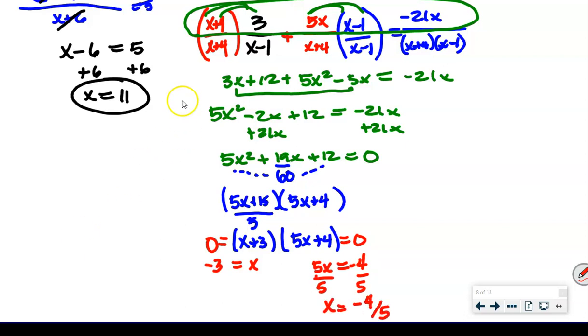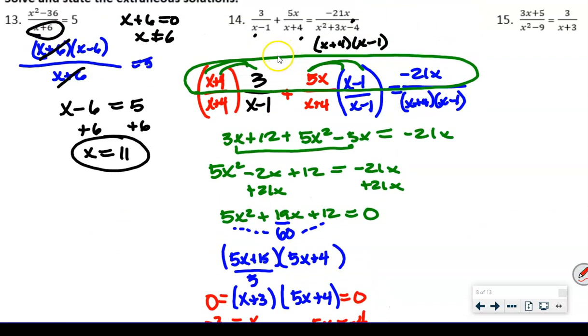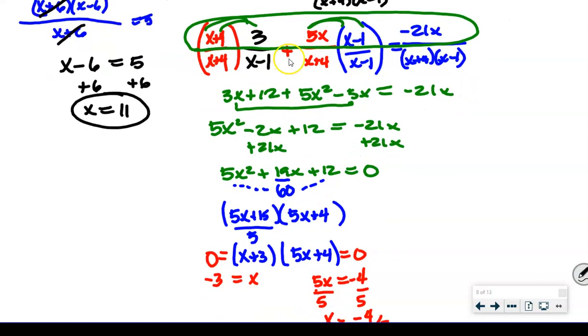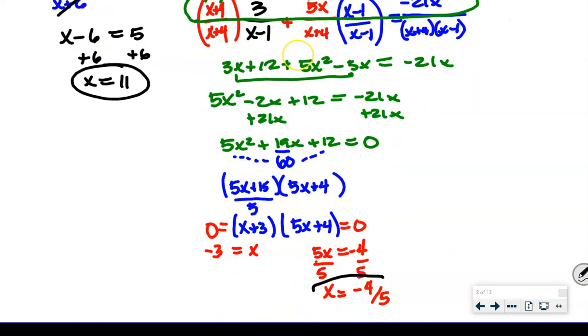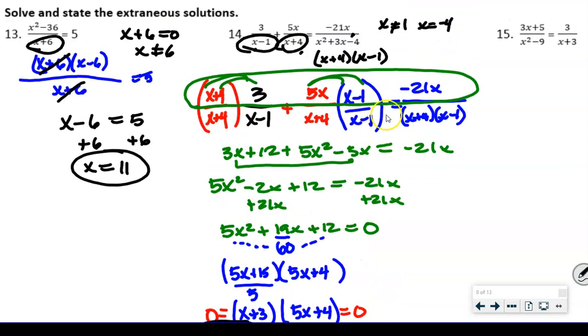All right, so remember, our excluded values would be up here. These two factors right here, guys. So this one and this one. So that means x cannot equal 1 and x cannot equal -4. And neither one of those answers was those. So these are our correct answers. And again, remember, you can plug these back in to double check, okay?